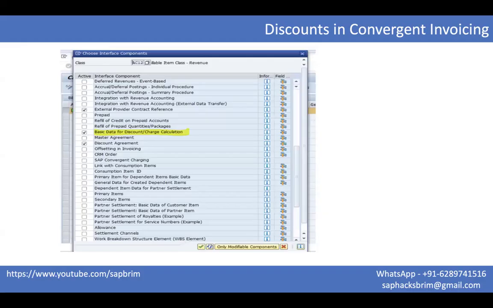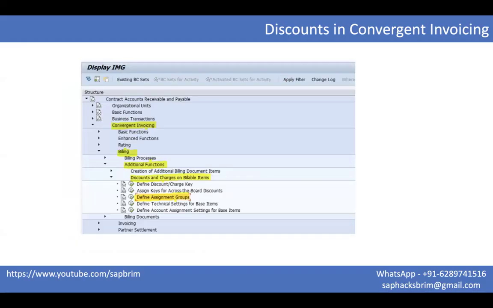In order to achieve this requirement, first you have to make sure that for the billable item class which you have, the interface component is selected as basic data for discount charges calculation. So you have to define a billable item class with this interface component. It means that when billable items are created for this class, then a discount can be applied if the condition is maintained. Before coming to this, you need to make sure that your sub process, billable item type, main transaction, sub transaction, and billable item transfer account assignment process is already done. I'm not covering that portion here.